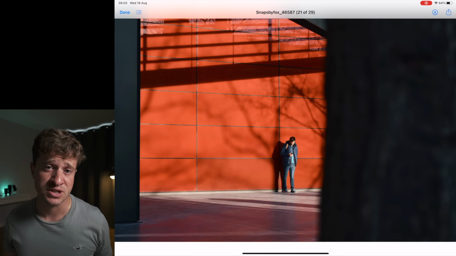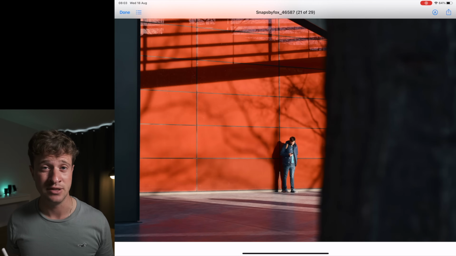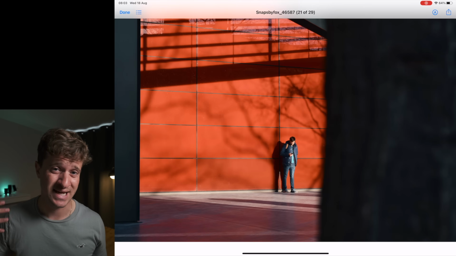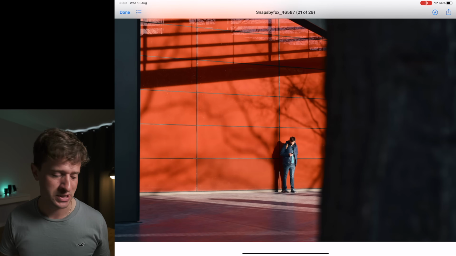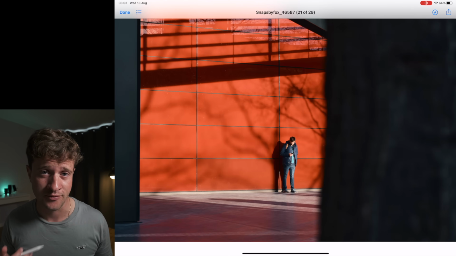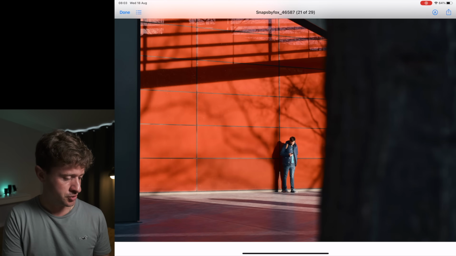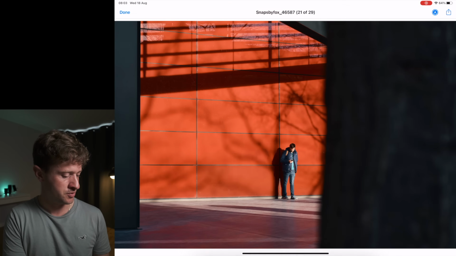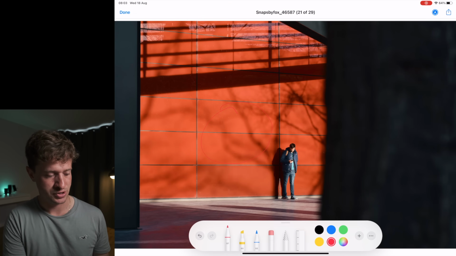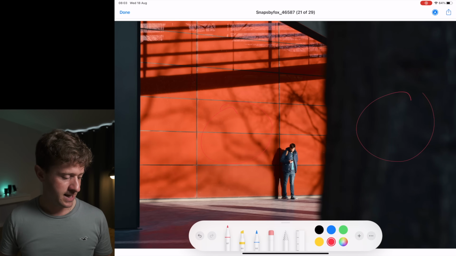So let's look at the first example, which is a photo I took in More London last winter. There's a building with a red wall that just gets lit up at midday, looks really cool. Basically, what we've got going on here is a very bright and colorful area of the image, which you can see right here. And then we have the negative space, which is on the right hand side that you can see here.